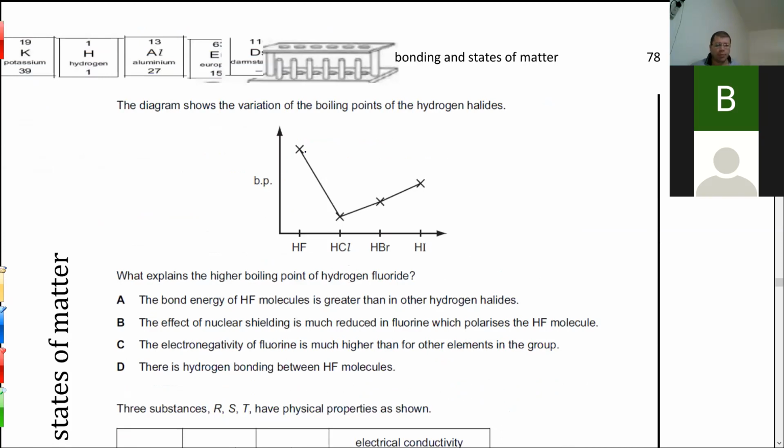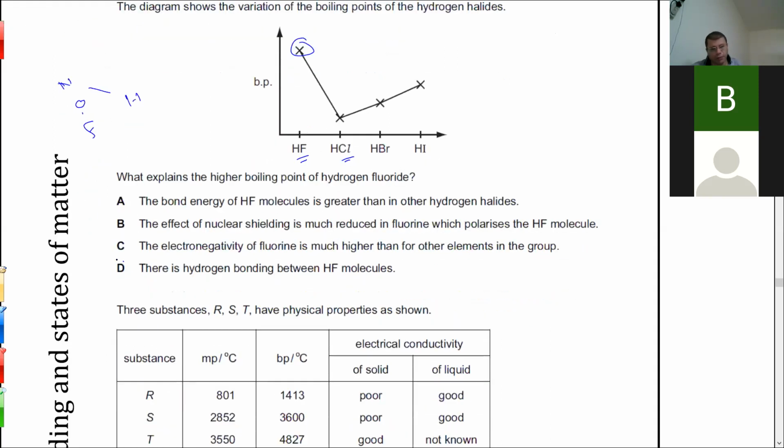The diagram shows the variation in the boiling point. This one is HF, and this one is HCl. Why does HF have a higher boiling point than HCl? Hydrogen will form hydrogen bond if it's connected to nitrogen, oxygen, and fluorine. Other than this, the hydrogen bond will be neglected. So hydrogen fluoride has a higher boiling point than hydrogen chloride because of the hydrogen bond in the HF molecule.